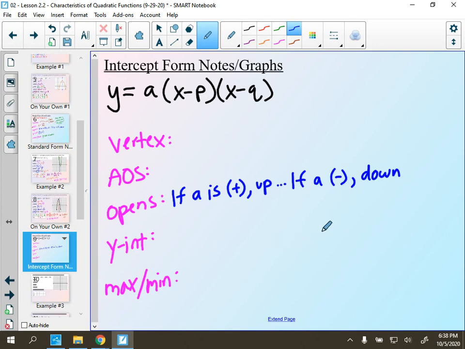So here's where you start. This actually is like an asterisk. Start by putting, and this is something you should add to your notes here, start by putting x-intercepts on graph.